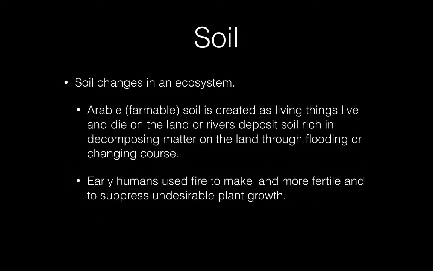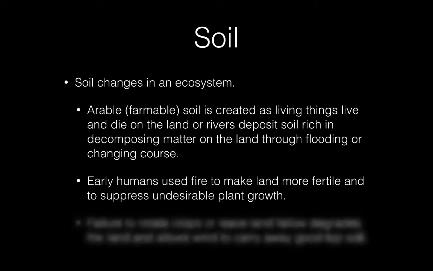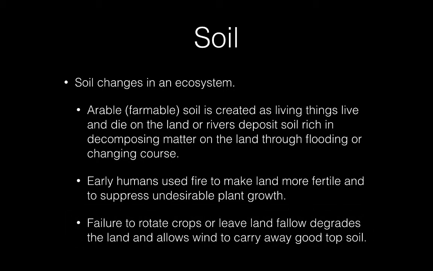Early humans used fire to make land more fertile and to suppress undesirable plant growth. They would burn off the plants in an area, and that would make the land better for farming. Failure to rotate crops or leave land fallow degrades the land and allows wind to carry away good topsoil. Taking care of the soil is important. If we fail to do that, we have another dust bowl.